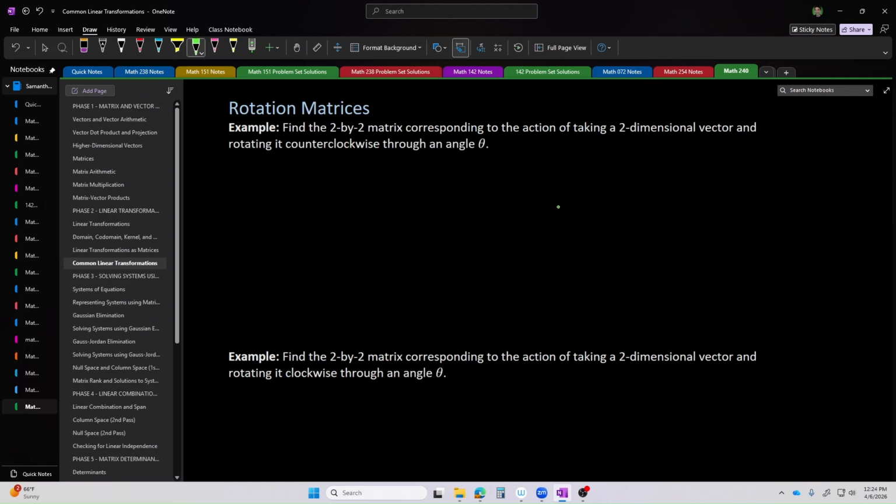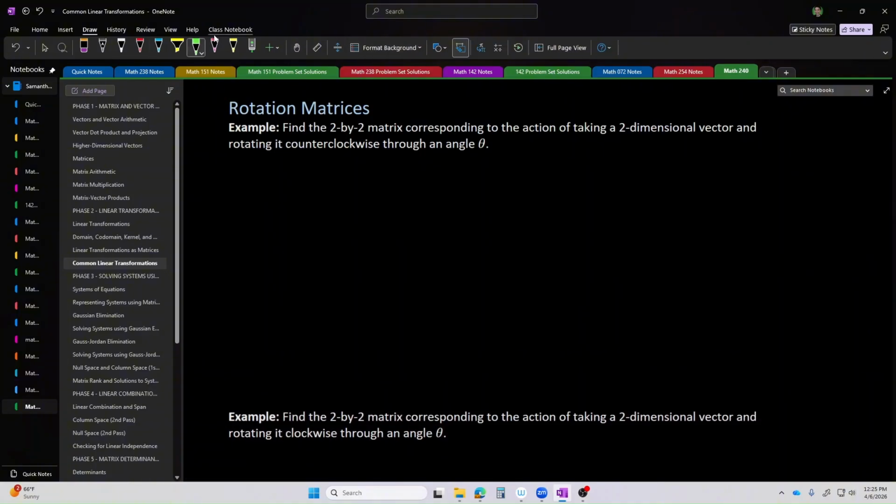So to begin with, let's go ahead and find the 2 by 2 matrix that corresponds to the action of rotating vectors in two-dimensional space, specifically taking a vector and rotating it counterclockwise through some angle, which we will just call theta. As usual, if we want to find the matrix corresponding to a certain transformation, all we have to do is figure out what would happen if we applied that transformation to the two standard basis vectors for, in this case, two-dimensional space.